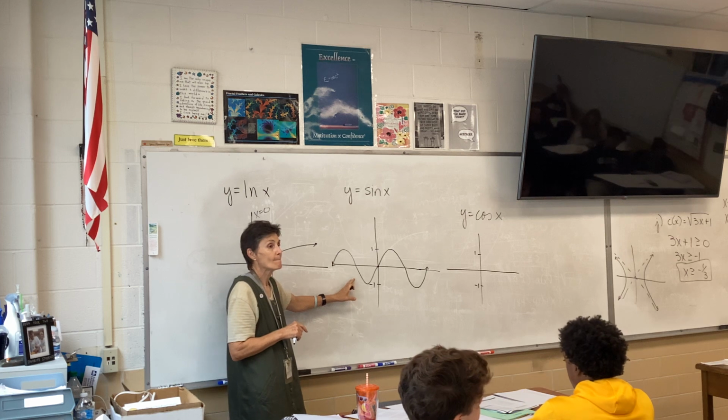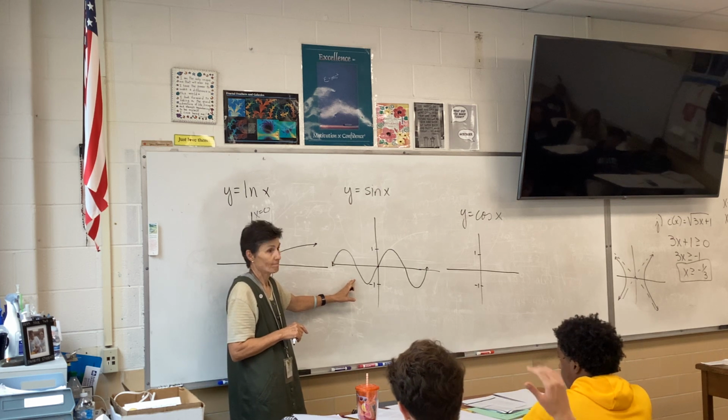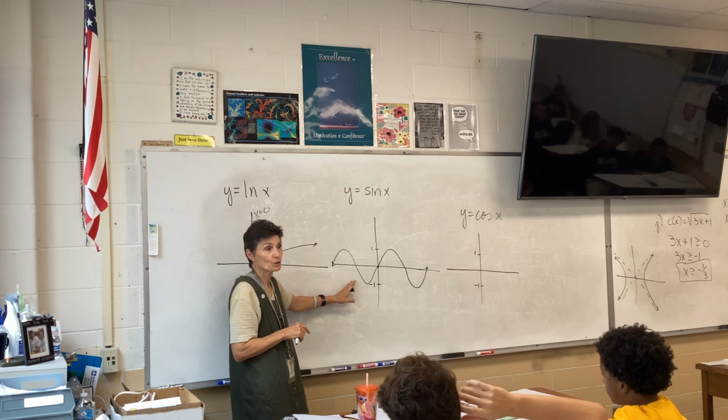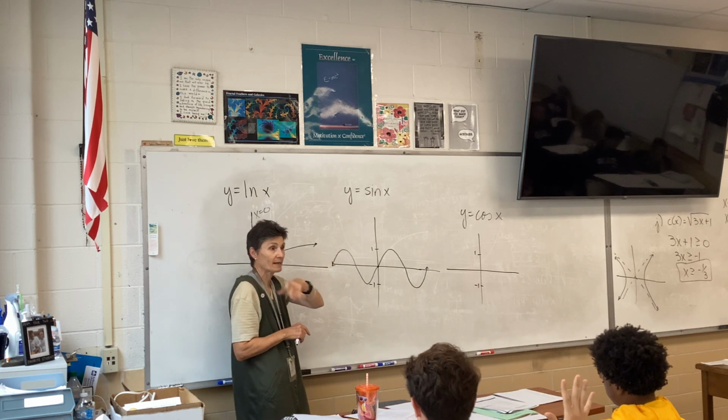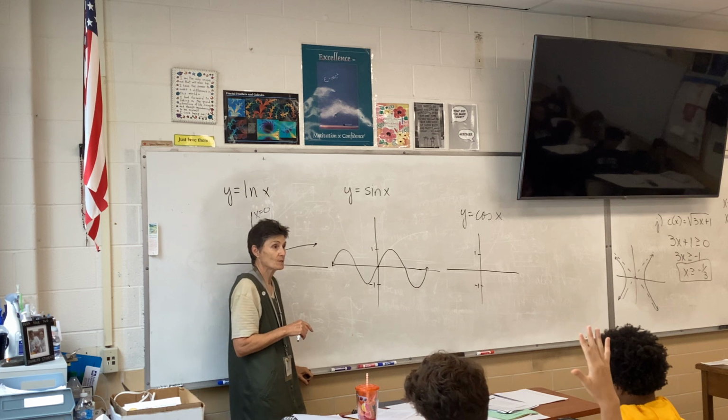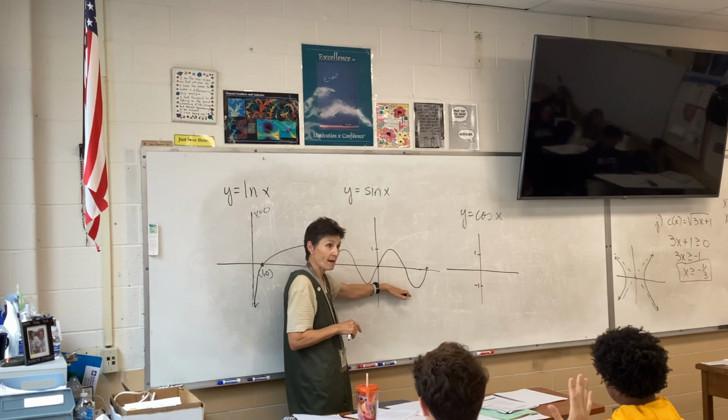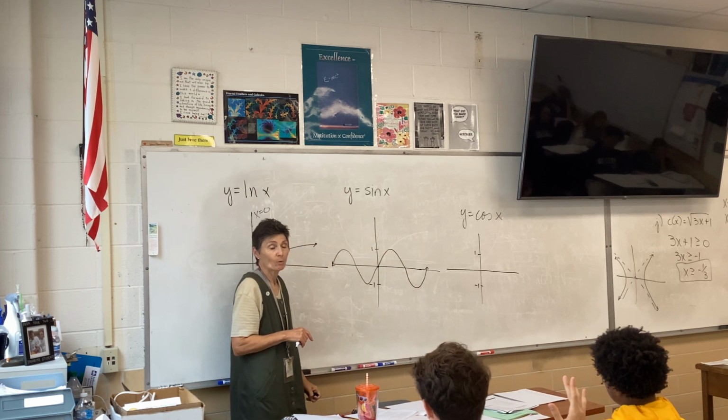Would there be any asymptotes for this? No. The curve doesn't approach but not intersect anything. It just keeps waving around, back and forth, back and forth. No asymptotes. Now, upper bound, lower bound, absolutely, but no asymptotes.